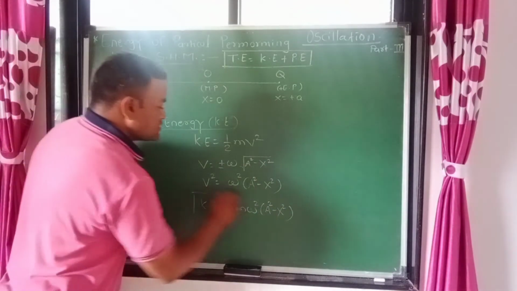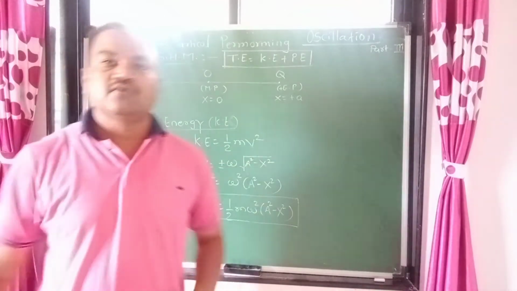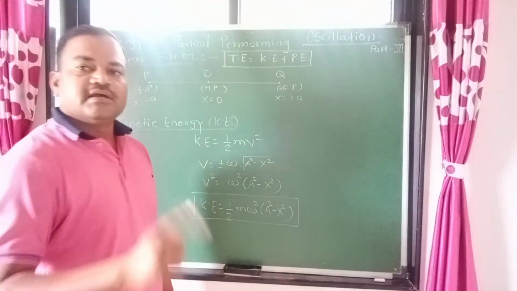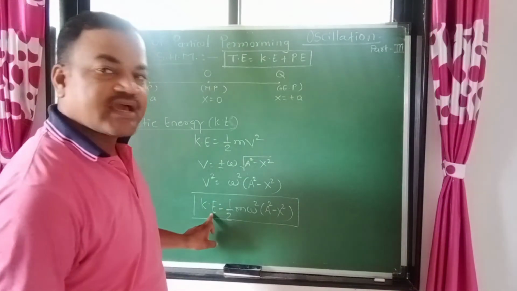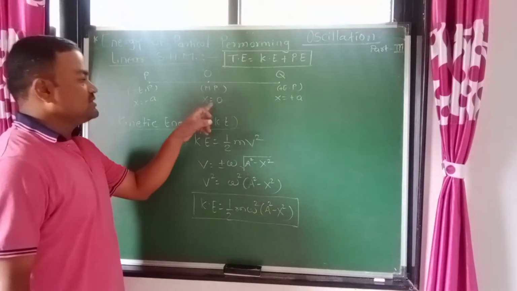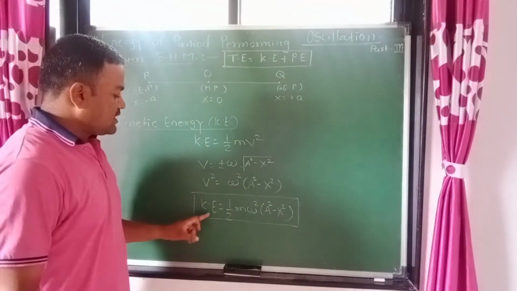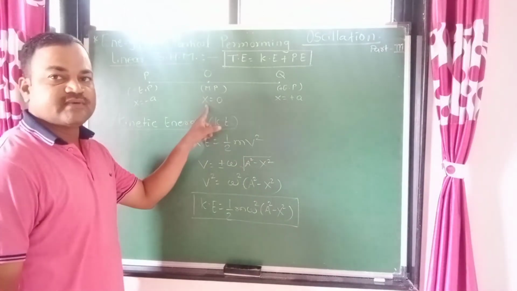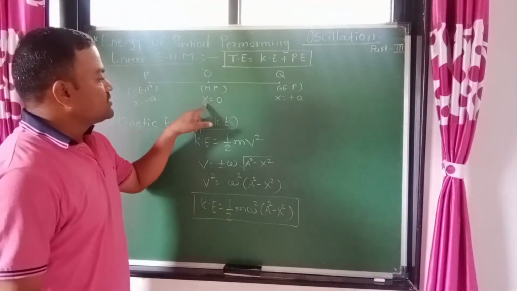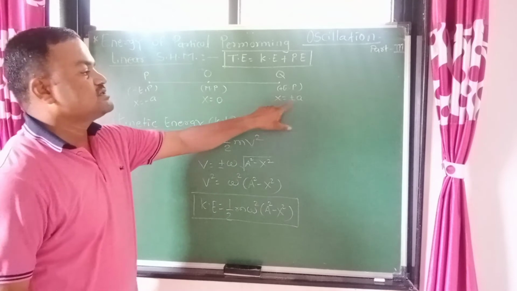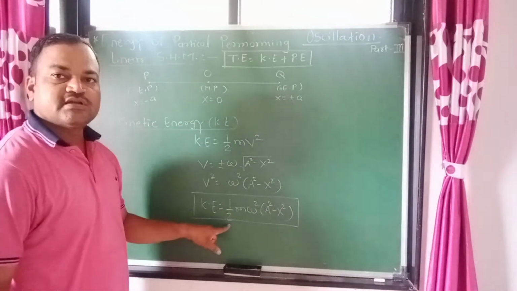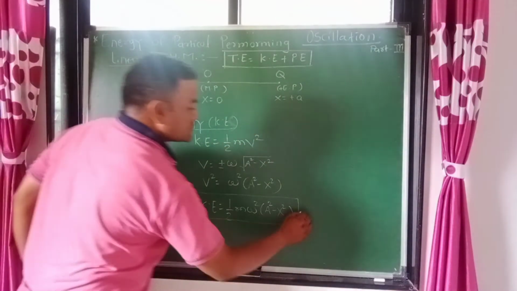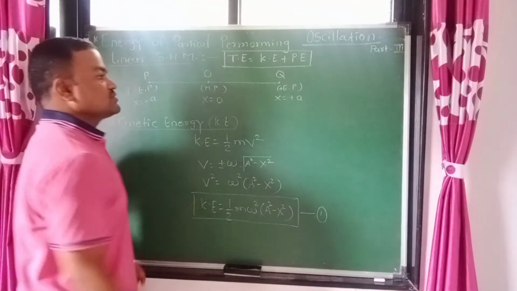So this is a simple derivation of kinetic energy of a particle performing linear SHM. In the next part, we have to find the kinetic energy at mean position and kinetic energy at extreme position, by putting x is equal to 0 and x is equal to plus minus a in this equation. We call it equation 1.